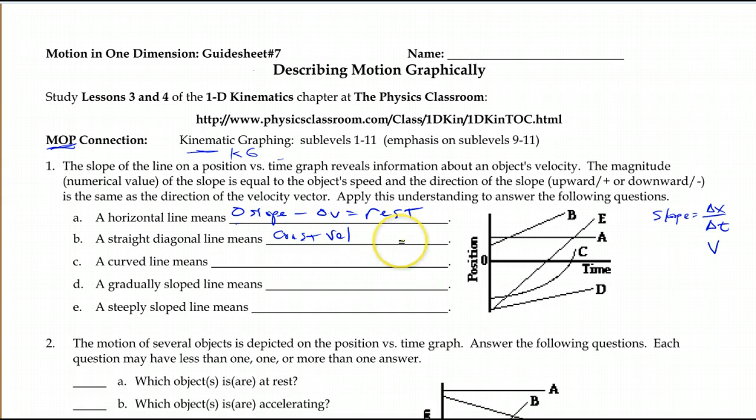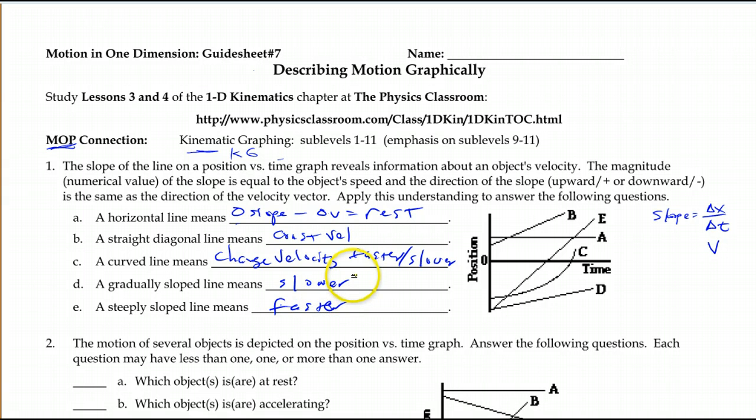If it's a positive diagonal, it'll be a positive velocity. If it's a negative slope, it'll be negative velocity. That means the direction that you're moving in, positive or negative. A curved line means a change in the slope, therefore a change in the velocity. So that indicates we're getting faster or slower, depending on which way the line curves. If the line is more gradually sloped, then we're moving slower than if it's steep. If it's steeply sloped, we're moving faster.